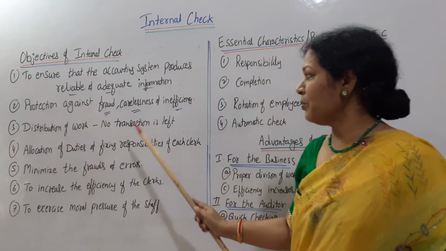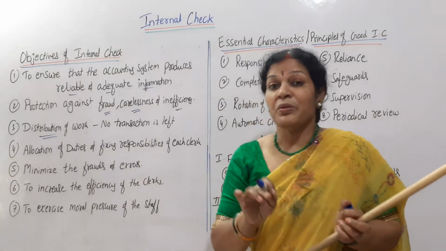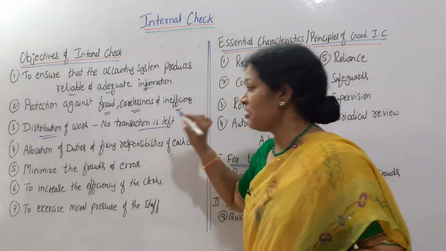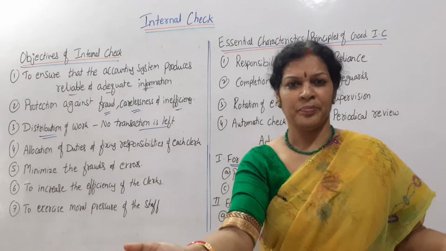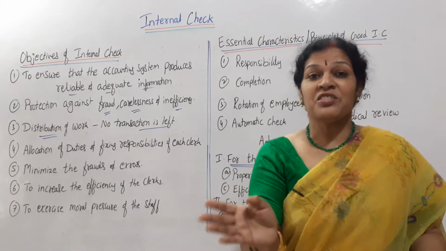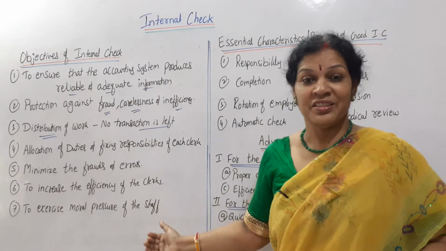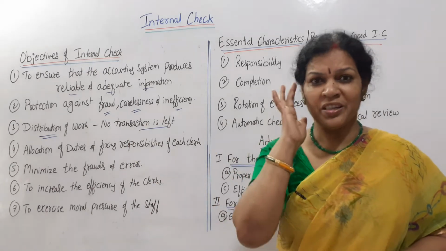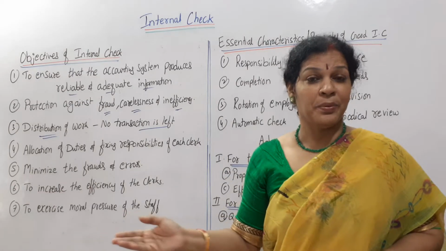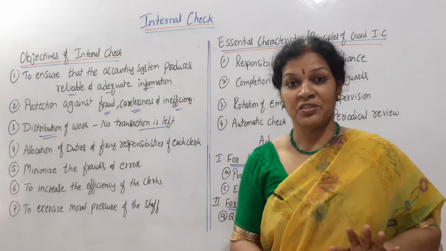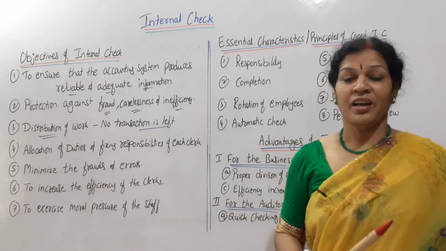Another thing is the distribution of work. Distribution of work is in such a way that no transaction is left. As I told you, A is writing the transactions, B is checking immediately. When B is writing the transaction, C is checking. When C is writing, D is checking. It is distributed like that, so the burden is not there. Sometimes you are writing the transaction and it is checked by another person, and you are checking somebody else's transactions. It is distributed in such a way that if any transaction is left, that can be easily identified.